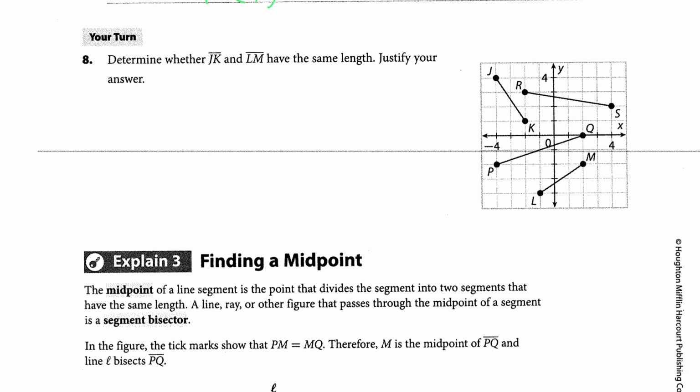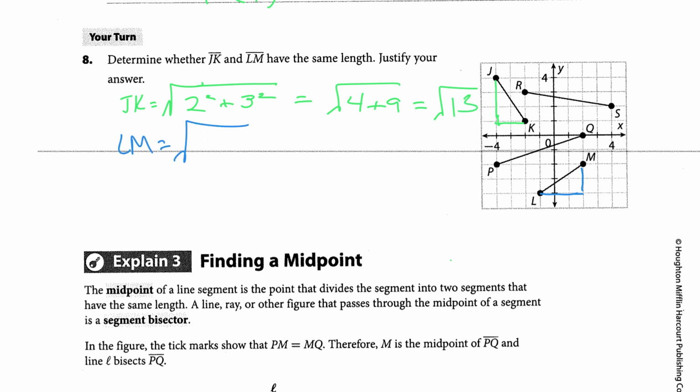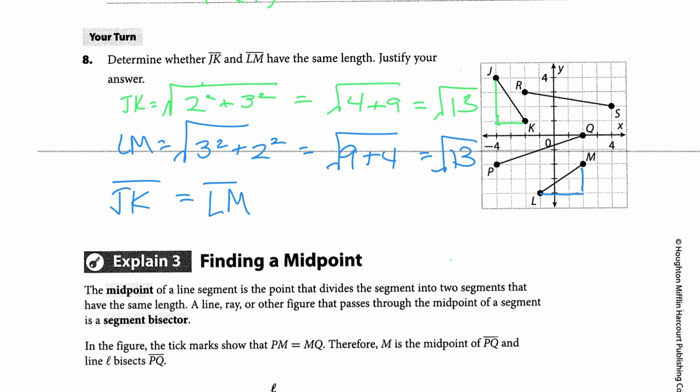Determine whether JK and LM have the same length. Justify your answer. Well, for JK, we see that there is a horizontal leg that is 2 and a vertical leg that is 3, which is 4 plus 9 for a square root of 13. And LM has a horizontal leg that is 3 and a vertical leg that is 2 for a square root of 9 plus 4, which is also 13. So JK is the same length as LM.